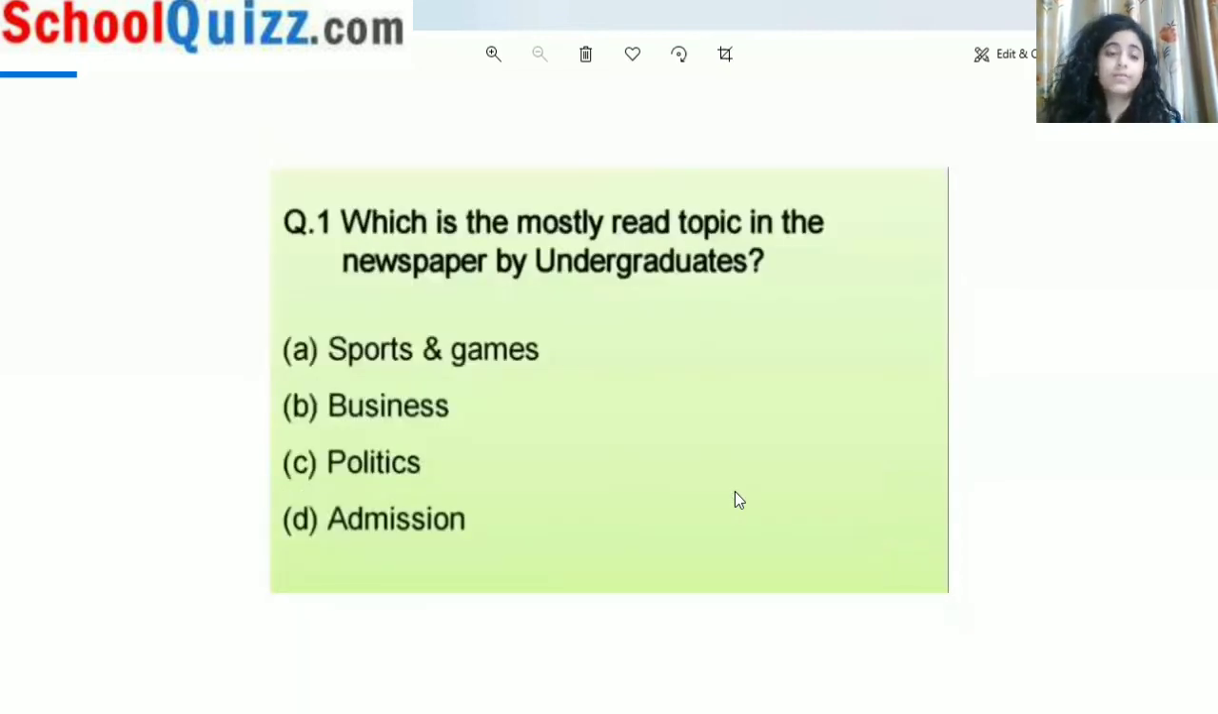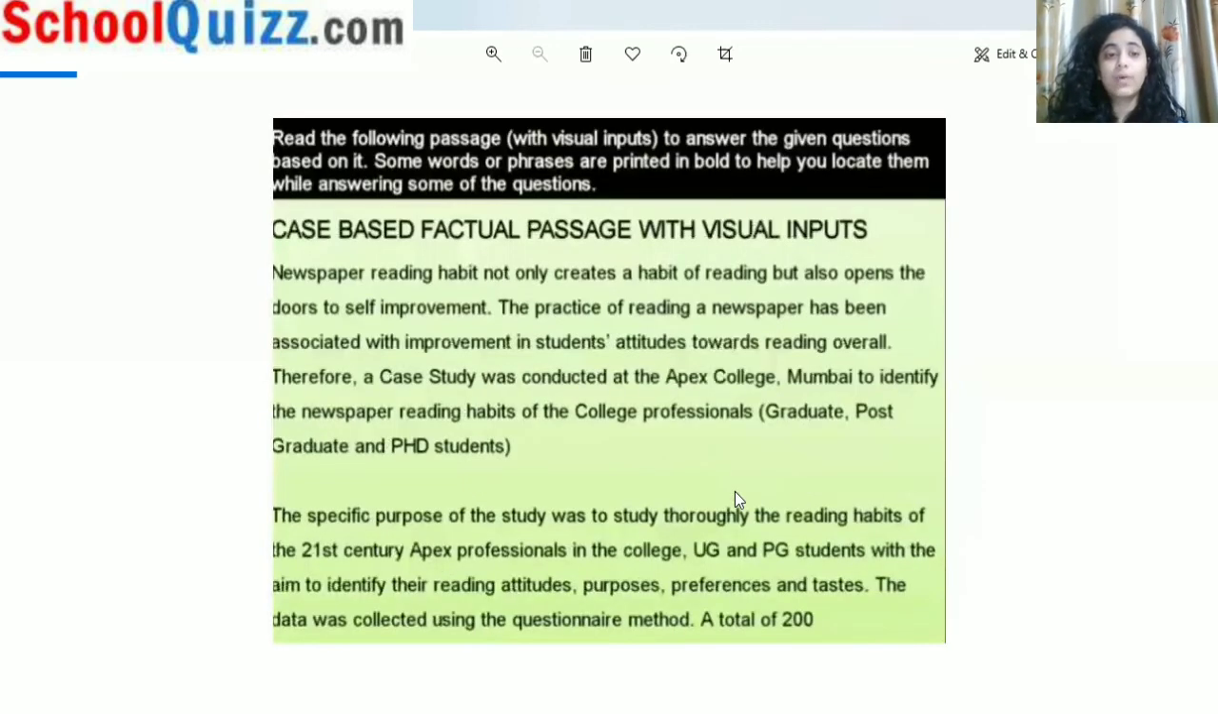Okay, so we are reading the questions. Which is the mostly read topic in the newspapers by undergraduates? You have seen the graph. Okay, we are going to solve that in the next lecture. Till then, we are going to see once what we have read, so that we will be thorough in the passage, and after that we will be able to solve the questions. So just see the passage, read it. I'm just being silent for a minute so that you can read the passage.